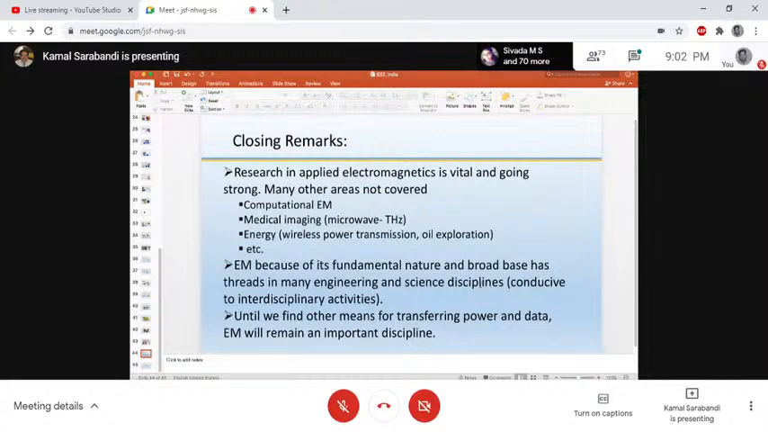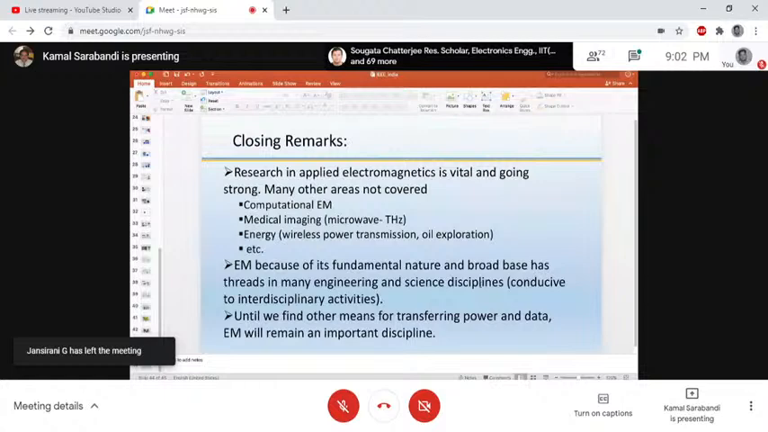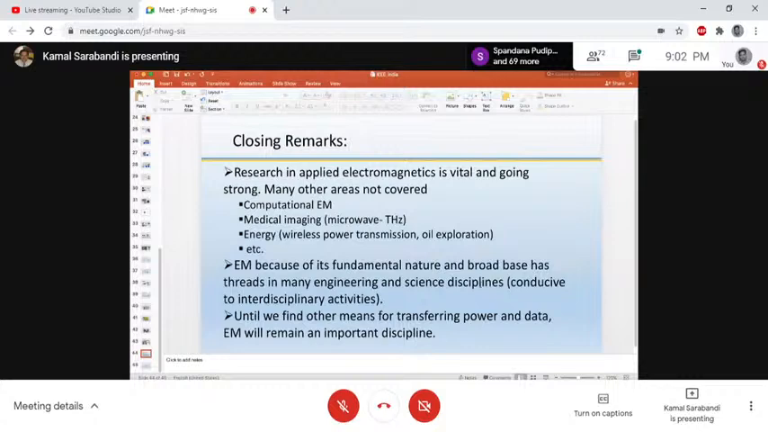As I showed, research in applied electromagnetics is very strong. We have computational EM, medical imaging, and, in energy, wireless power transmission. We have applied this technique for oil exploration, for example detecting how far the fracking goes. And at very low frequencies, we have designed antennas based on mechanical antennas and super miniaturized elements. EM is very important because of its fundamental nature, and it can be applied to many interdisciplinary activities.